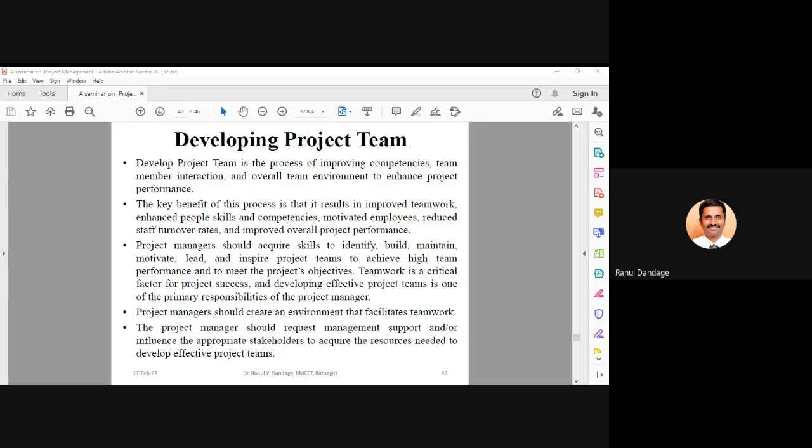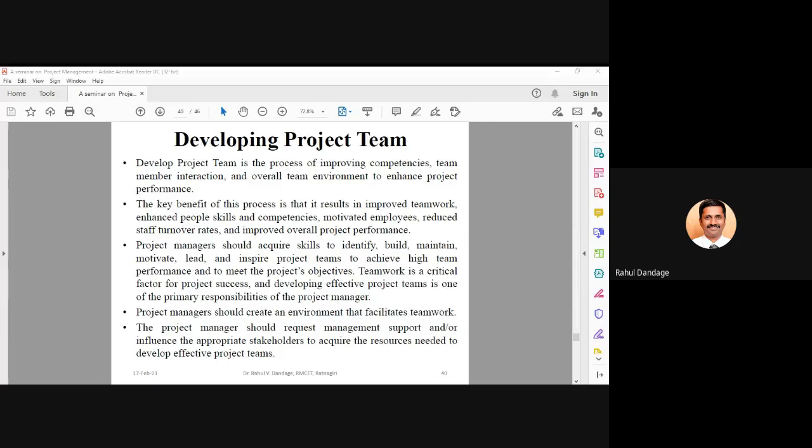The project manager should create an environment that facilitates teamwork. So the environment in your organization must be such that it will facilitate teamwork. The working inside the team should be encouraged and given priority. So the working environment should be created such that teamwork will be enhanced.